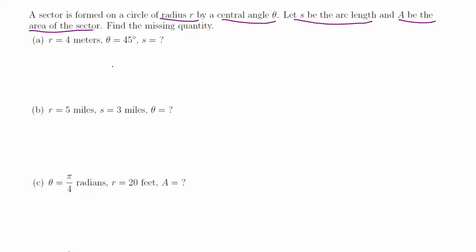Okay, so in part A we have to find S, and we know that the arc length formula is r theta, and theta should be in radians. In this part theta is 45 degrees, so we need to convert 45 degrees into radians. For that we multiply by pi over 180. Then 45 over 180, check your calculator, 45 goes into 180 four times, so pi over 4. Or if you already know 45 degrees is pi over 4, you don't have to show this work.